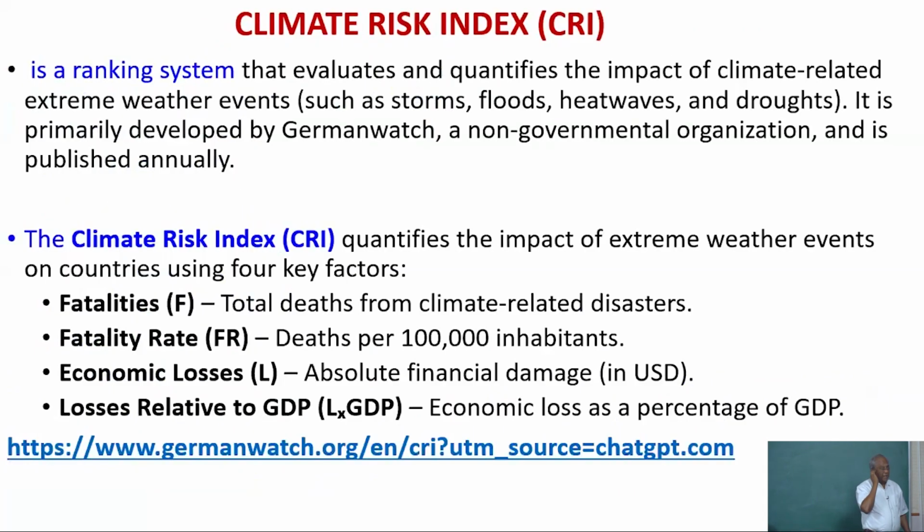To assess this, we have to look at what is known as the climate risk index, which is CRI. This is a ranking system that evaluates and quantifies the impact of climate related extreme weather events. That may include storms or waves, droughts, etc. This is covering everything, not just along the coast. So what does it do? It quantifies the impact of extreme events on countries using 4 key parameters. What are the key parameters?